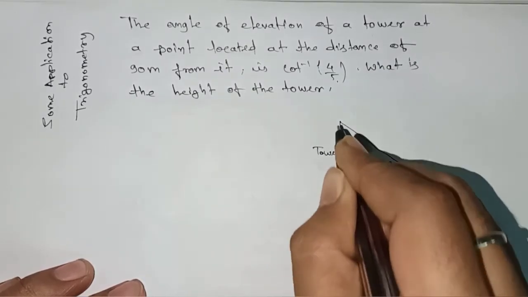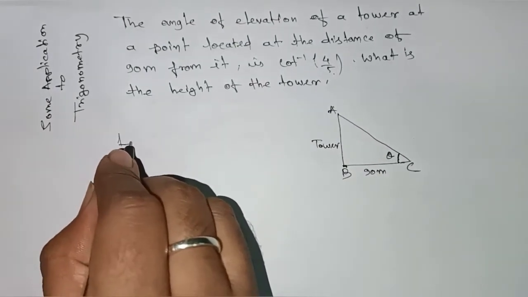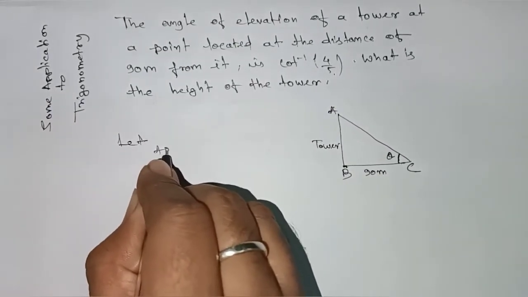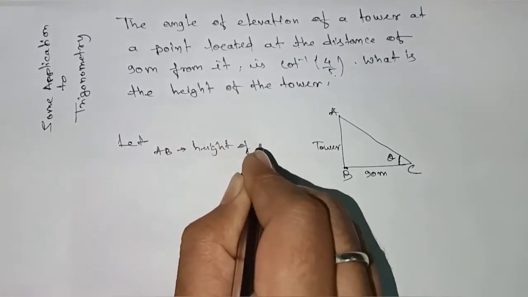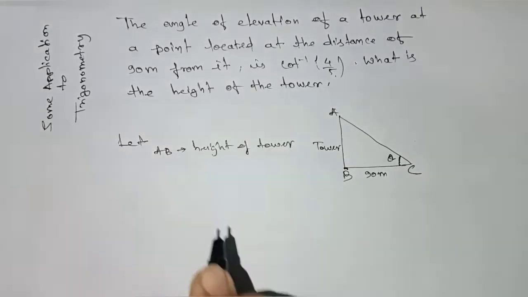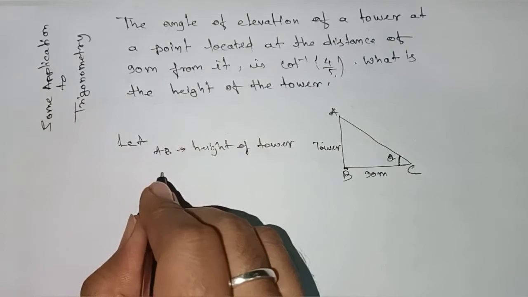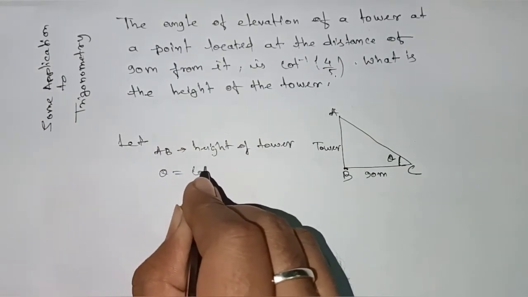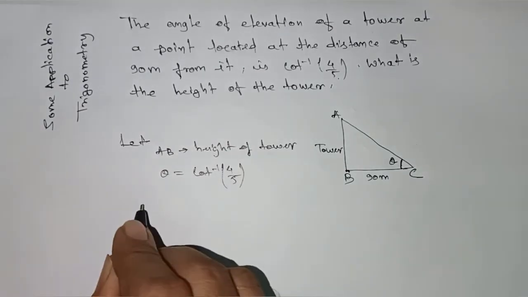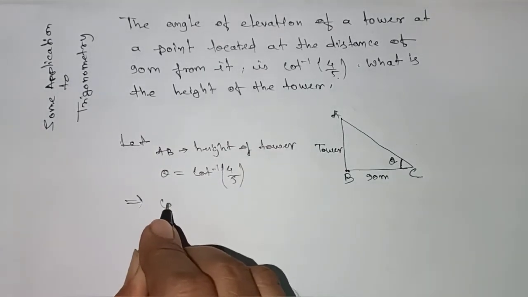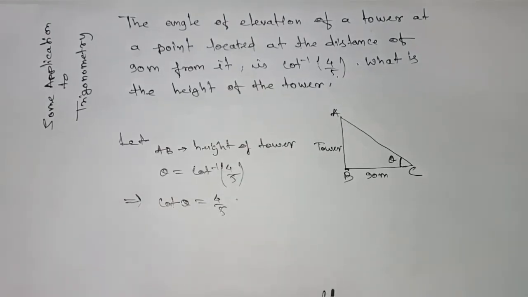This is our tower, so we'll name it A, B, C. Let AB be the height of the tower. Now if you look at this one, cot inverse has been given. Here theta equals what? Cot inverse 4 by 5, this is given. This means cot theta equals 4 by 5.